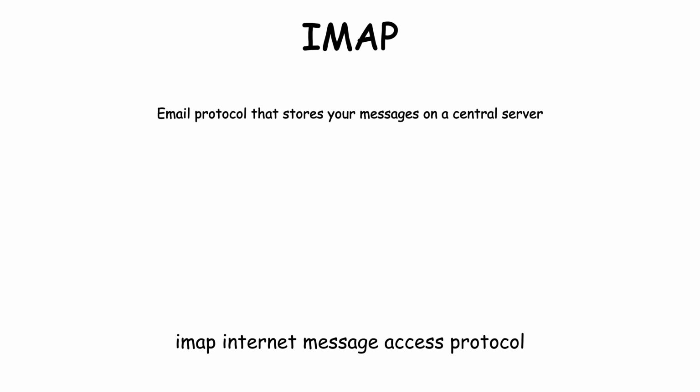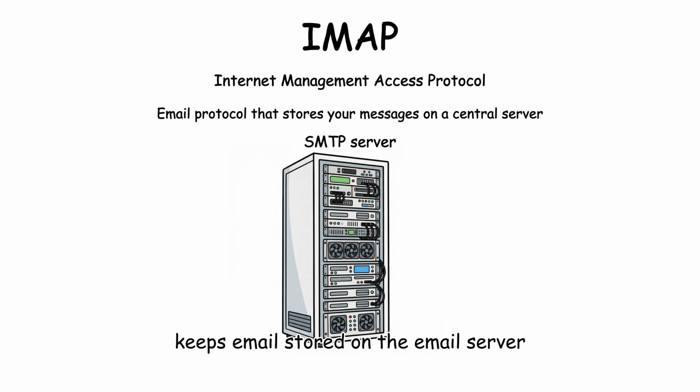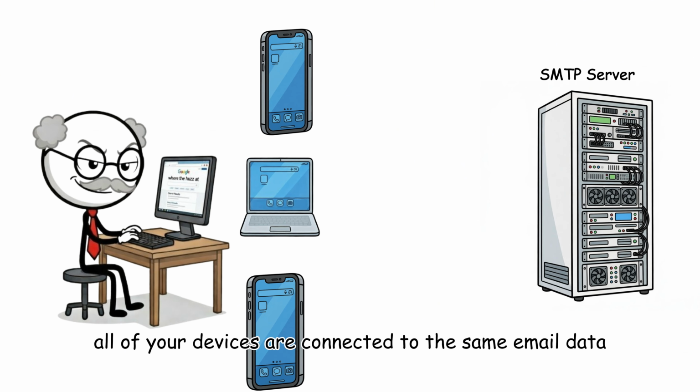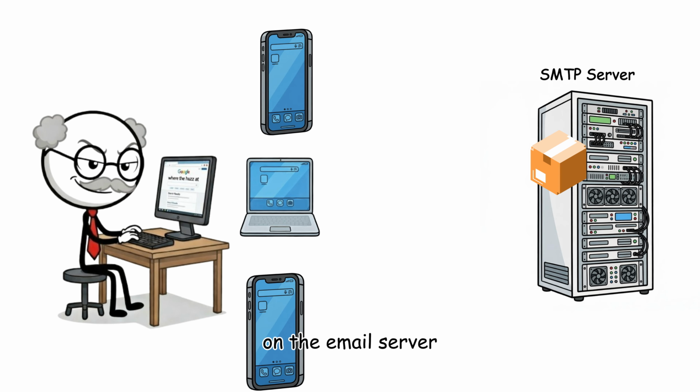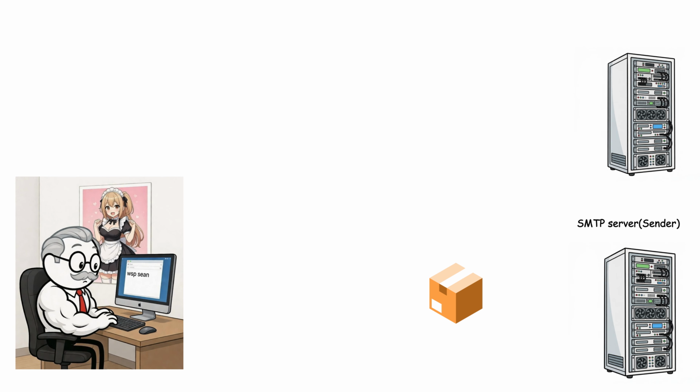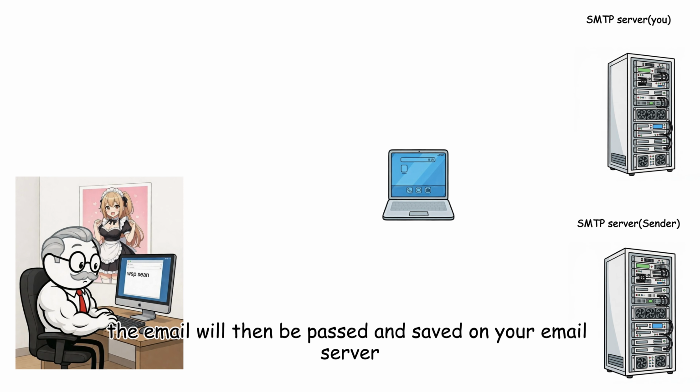IMAP, Internet Message Access Protocol, keeps email stored on the email server. When you open your inbox, all of your devices are connected to the same email data on the email server. How IMAP works: when someone sends you an email, it first goes to their email provider's server, not your phone or laptop. The email will then be passed and saved on your email server.